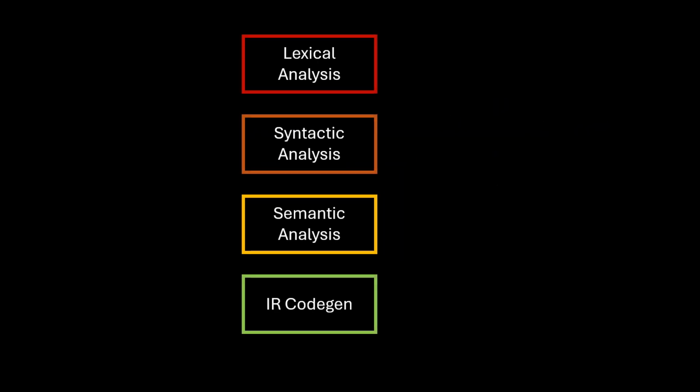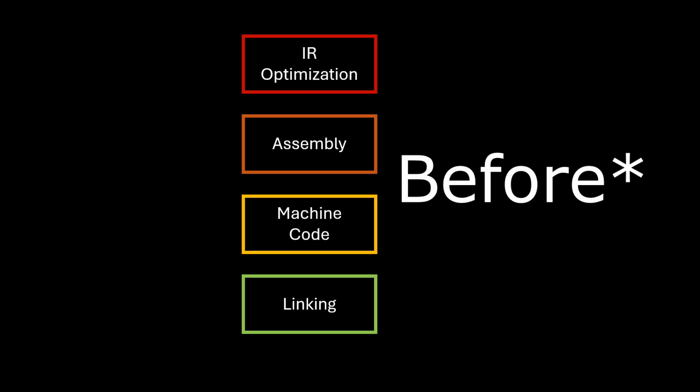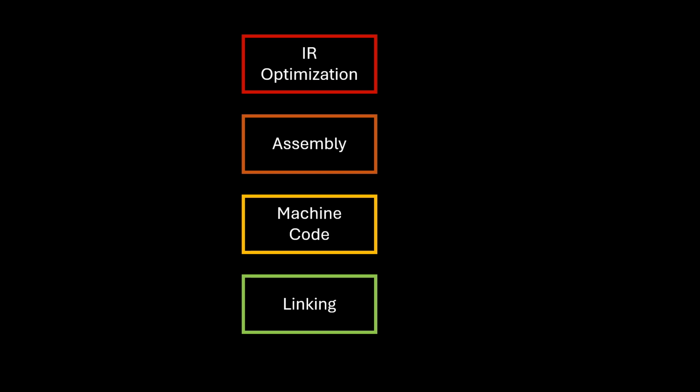Now the front end of a compiler can be broken up into like 4 parts, that being lexical analysis, syntactic analysis, semantic analysis, and then converting whatever's left over from that to IR. The backend can be broken up into 2, maybe 3 parts, depending on the implementation. IR optimization, IR to assembly, assembly to machine code, and then linking, and then potentially some architecture-dependent optimizations after that. The final result is an executable that can actually be run on a computer.